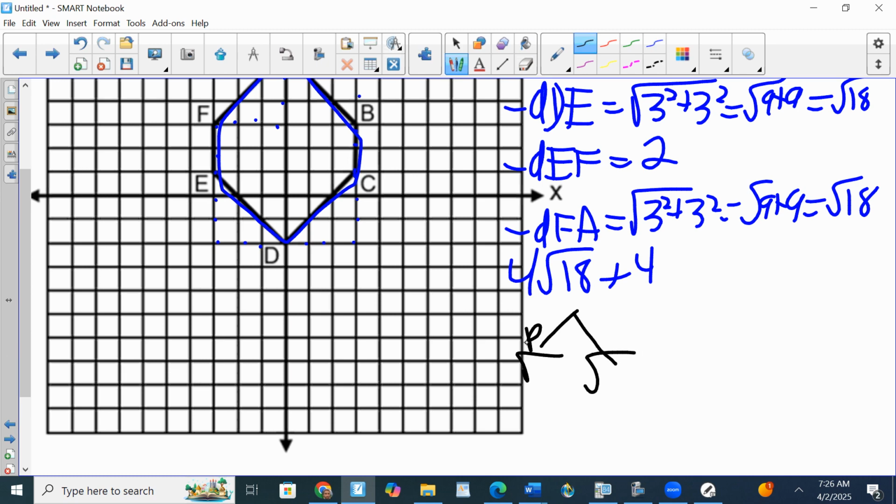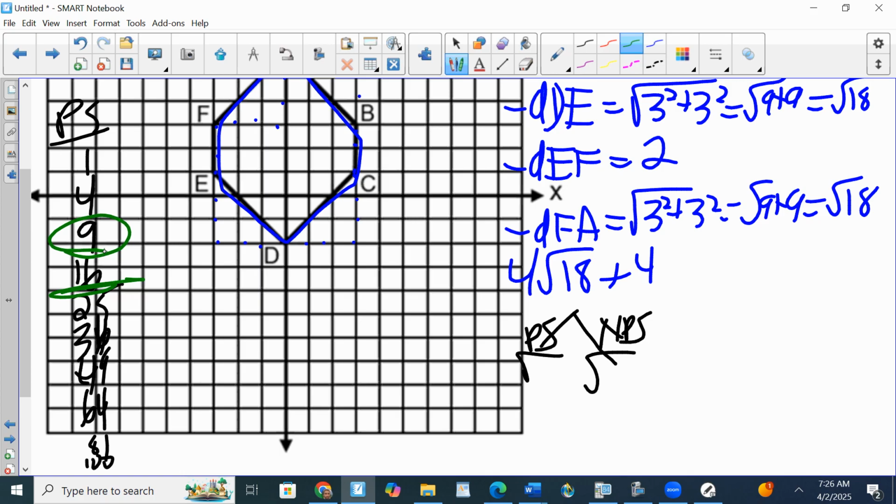I break it down into perfect squares and non-perfect squares. 1, 4, 9, 16, 25, 36, 49, 64, 81, 100. For 18, the largest perfect square that goes into 18 is 9. You can use the calculator trick.